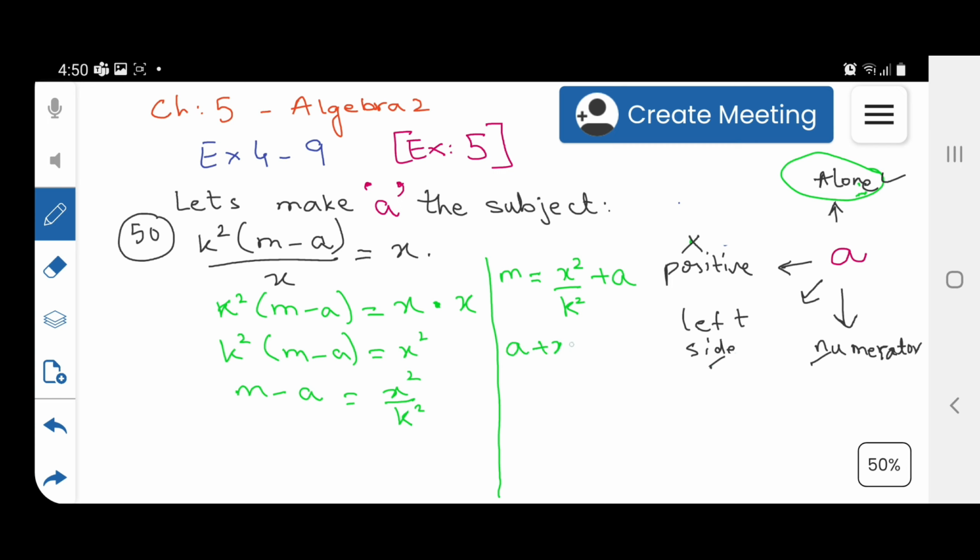A plus x square upon k square equals m. We just switch the sides. Now to make it all alone, send this fraction on the other side. It is getting added to the subject, so if it goes on the other side, it will become subtraction, like a equals m minus x square upon k square. This is the first method.